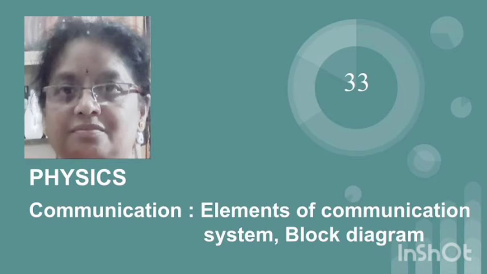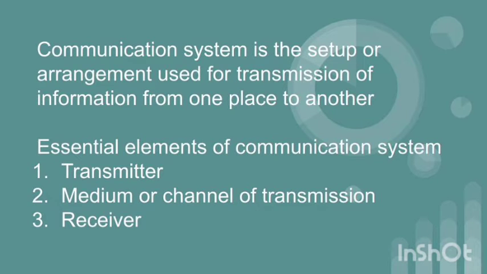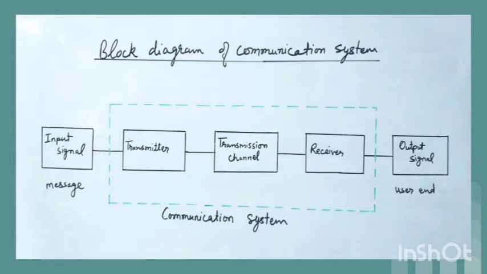Let us now see how messages are transmitted, which we know as communication system. Communication system is the setup or arrangement used for transmission of information from one place to another. There are three essential elements of any communication system: transmitter, medium or channel of transmission, and receiver. Here you can see the block diagram for a communication system.